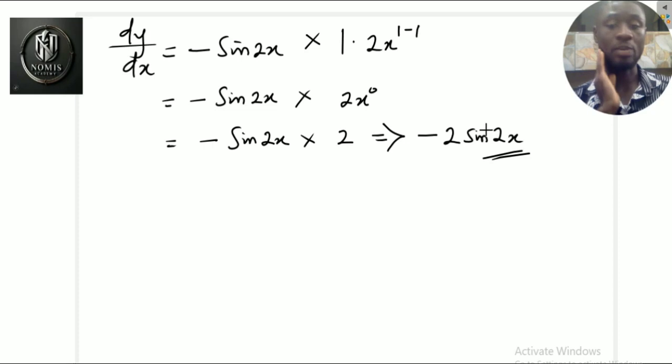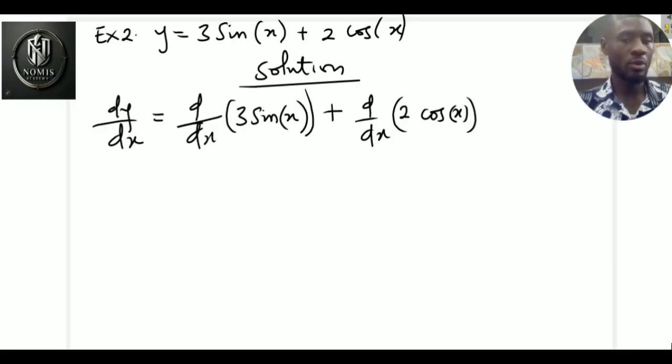Let's take example number 2. Number 2 says y equals 3 sine x plus 2 cos x. So let's see how we can solve this. You can see that it's getting more critical when we have two trigonometric functions put together. So let's get into the solution. Remember that in this case, dy/dx will be equal to d/dx of 3 sine x plus d/dx of 2 cos x. So let's take them one after the other.